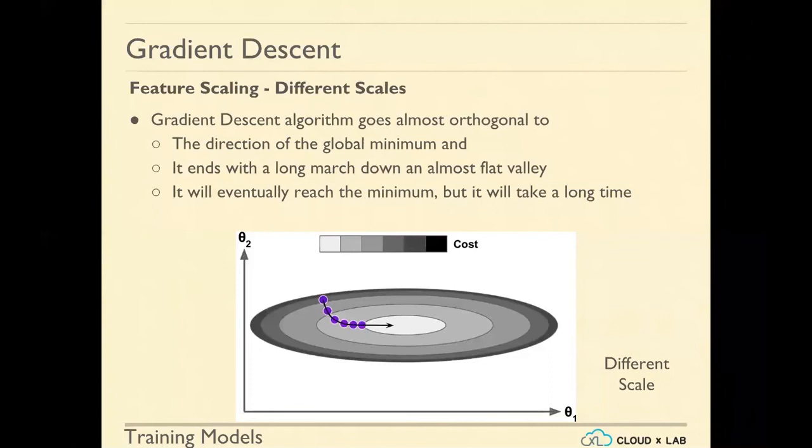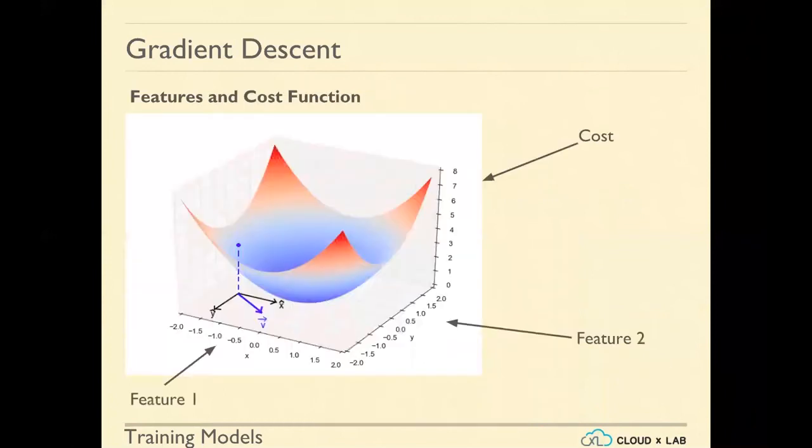Therefore make sure that you scale your features. This is how you can see it in the 3 dimensions. And on the z-axis it's the cost, on x and y it is feature 1 and feature 2.